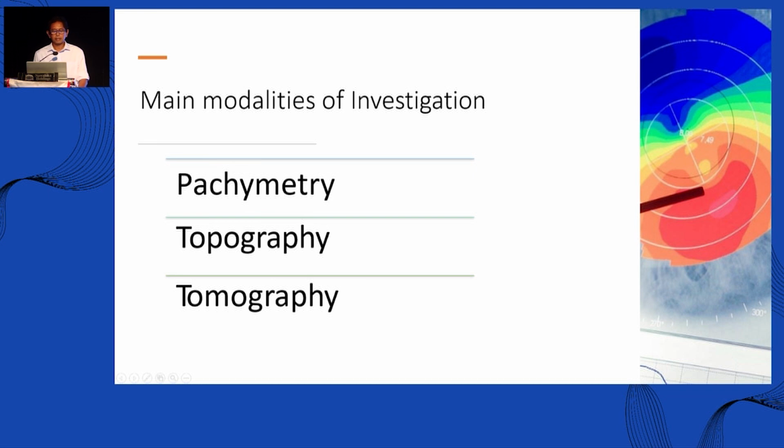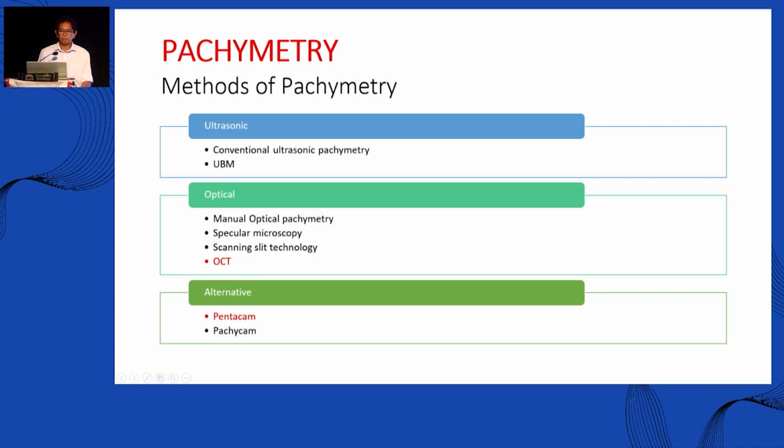Then the investigations: we look at the pachymetry, the corneal thickness. We can also look at the corneal epithelial thickness. Topography, that's looking at the surface, and tomography, the elevation maps. For methods of pachymetry, there are so many, ultrasonic, optical, but what we mainly use is optical, the OCT, and Pentacam, which is based on Scheimpflug imaging.